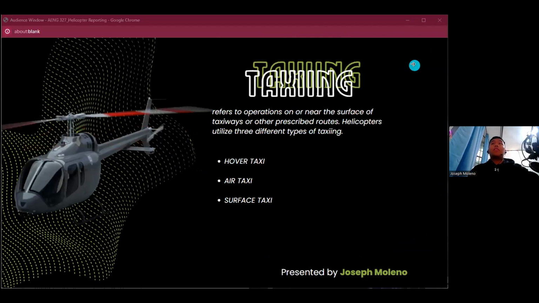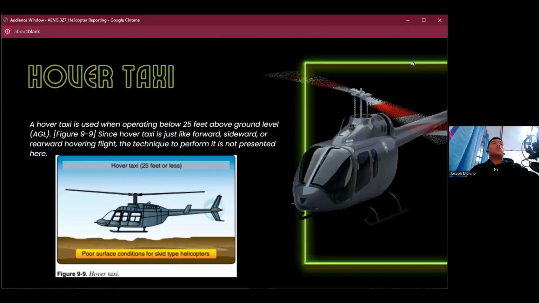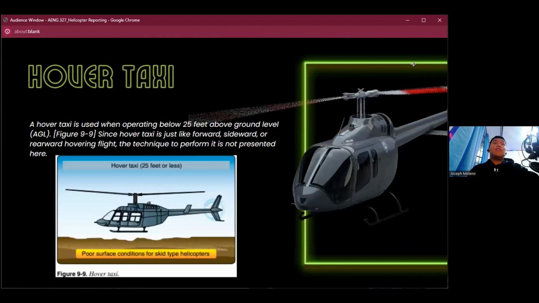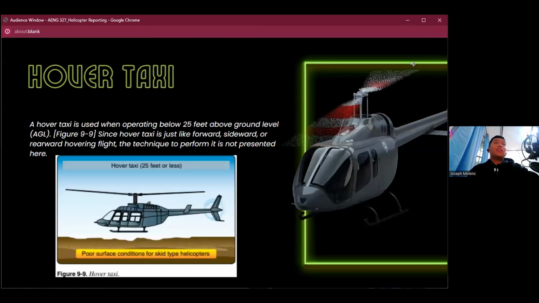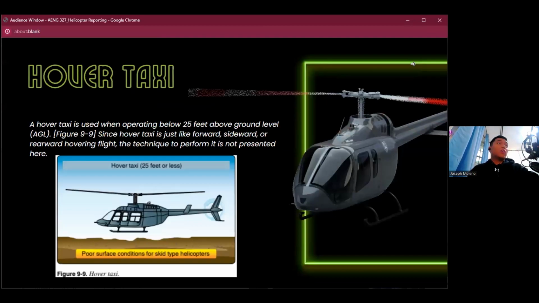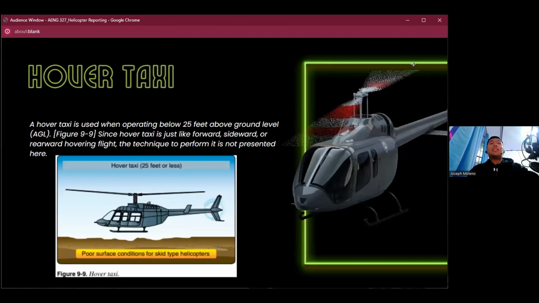So next we have taxiing. Taxiing refers to operations on or near the surface of taxiways or other prescribed routes. Helicopters utilize three different types of taxiing. We have hover, air, and surface taxiing. For hover taxiing, it is used when operating below 25 feet above ground level, as shown in the figure below. Since hover taxi is just like forward, sideward, or rearward hovering flight, the technique to perform it is not presented here.